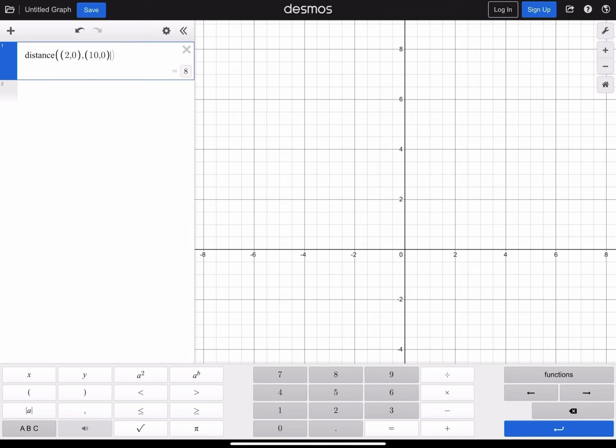Those are 8 units away from each other, right? We picked 2 that were easy to see, just along the axis there. But those are 8 away from each other. And again, notice that the whole thing had to be in parentheses, and then each individual point had to be in parentheses, separated by a comma as well.